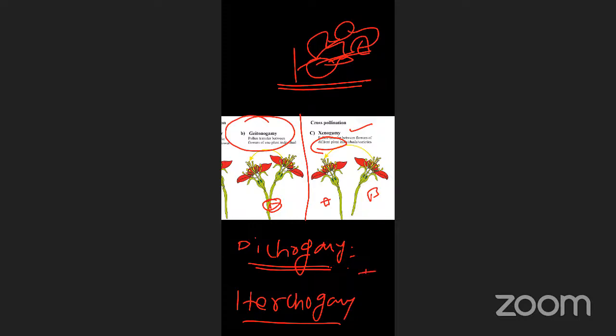For example, this is the flower. In this flower, the anthers are already matured. But at the time the anther matures, the gynoecium has not matured. That means it is not ready to receive the pollen grains. If it does not receive the pollen grains, is there any chance of fertilization? No.